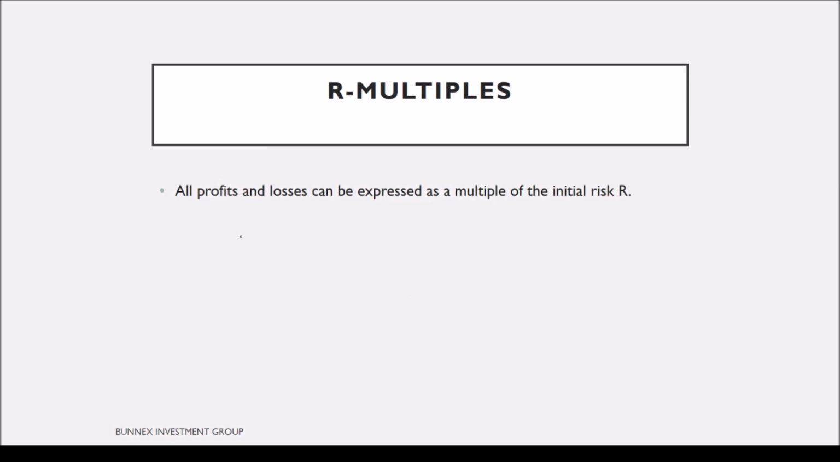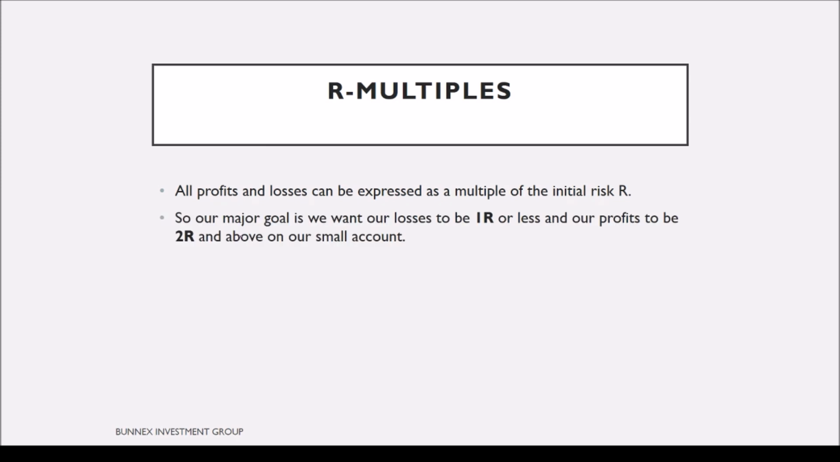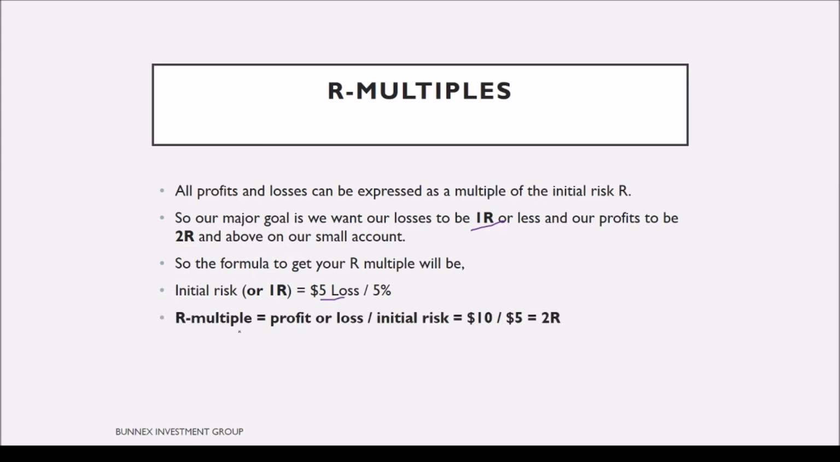So all profits and losses can be expressed as a multiple of the initial risk R. So our major goal is we want our losses to be 1 R or less, and our profits to be 2 R and above on our small account. So the formula to get your R multiple will be initial risk. Our initial risk for our account model is 5% or $5. So the R multiple will be equal to the profit or loss that you have obtained on a particular trade divided by the initial risk.